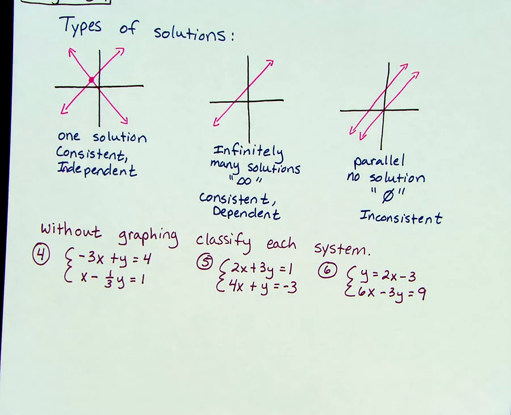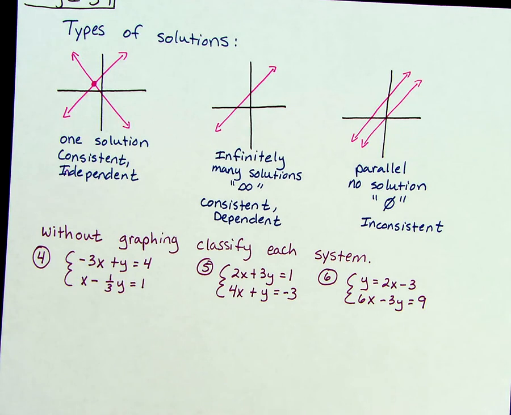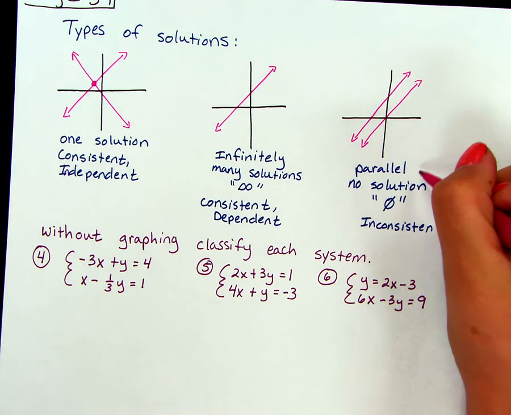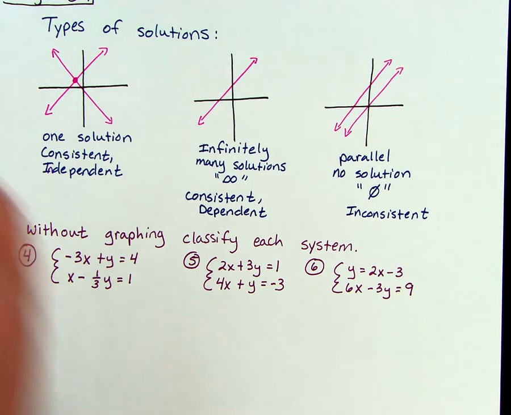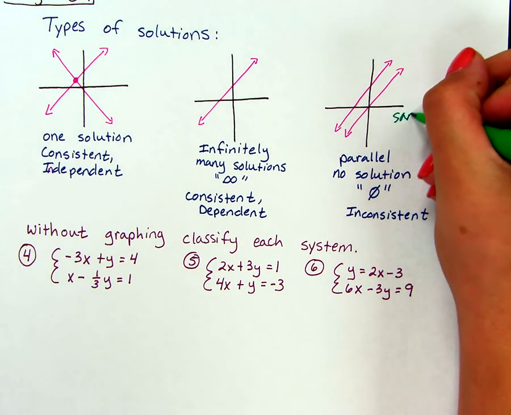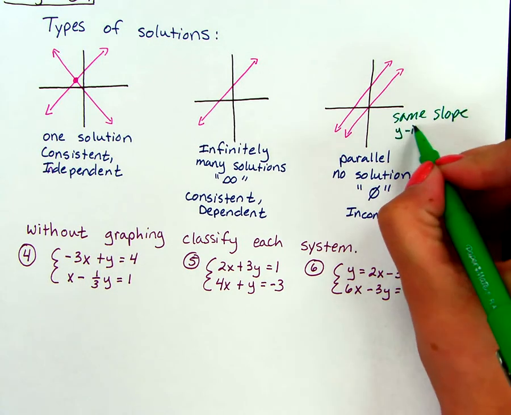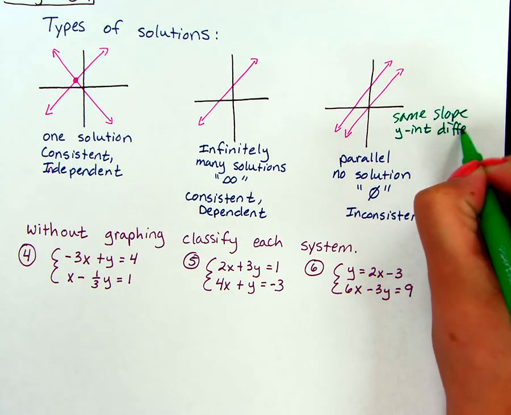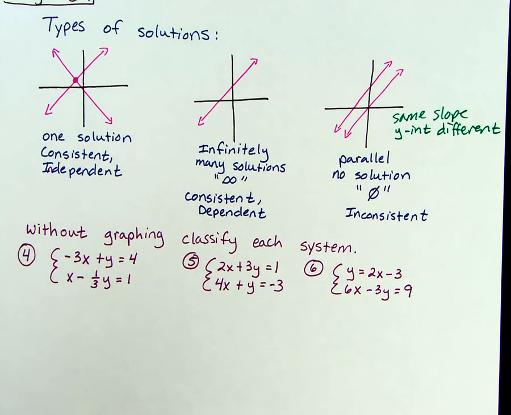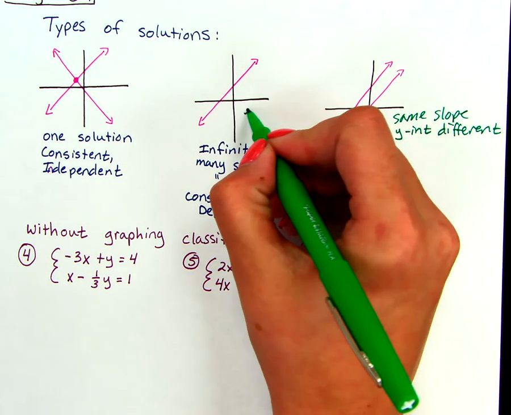If we are trying to decide what the graphs are going to look like without graphing, there are some things that we want to look for. If it is parallel, that means our slopes have to be the same, and our y-intercepts have to be different. Now, if they have the same slope and the same y-intercept, the equations are going to be exactly the same. So this is the exact same equation.